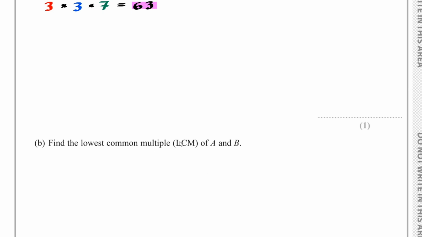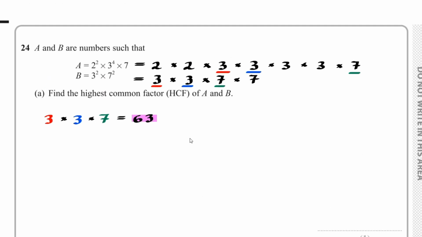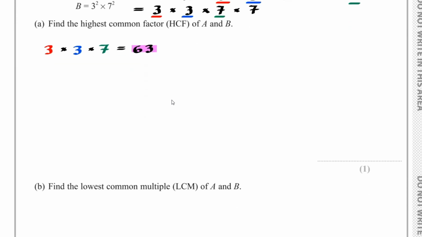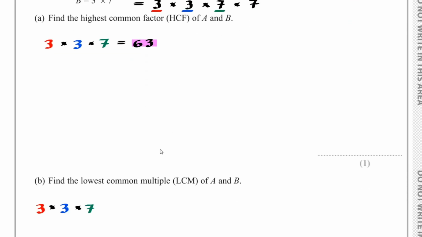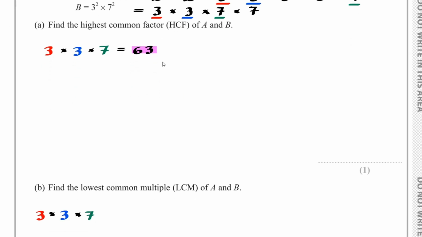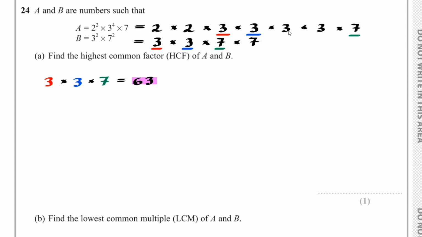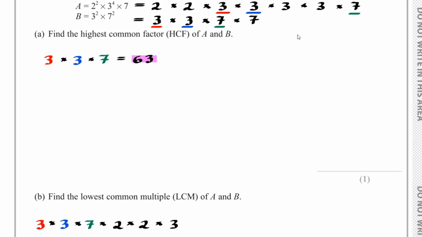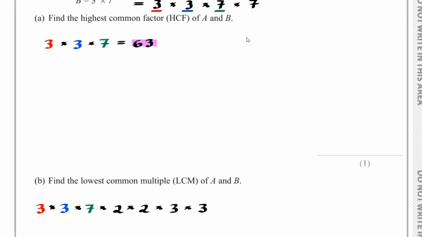We now have to find the lowest common multiple. Well, for the lowest common multiple I have to multiply what's common to both, so that's the 3 times 7, and then I multiply by everything else. So I've got this 2, I've got this 2, then I've got this 3, then I've got this 3, then I've got this 7. And it turns out I get 15,876 as my lowest common multiple.